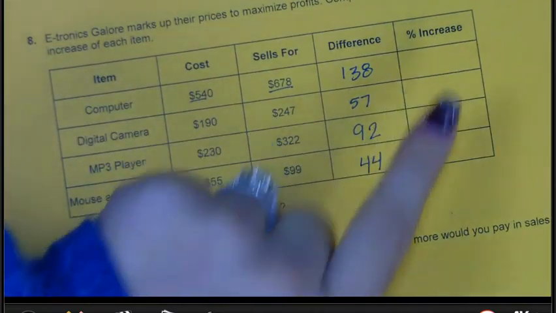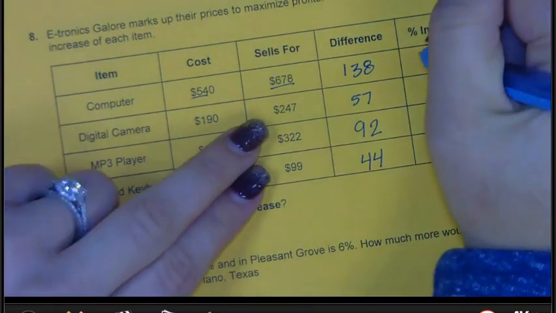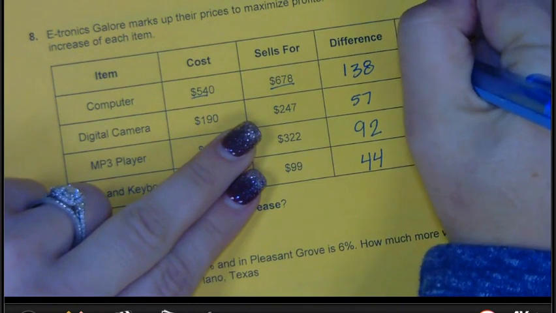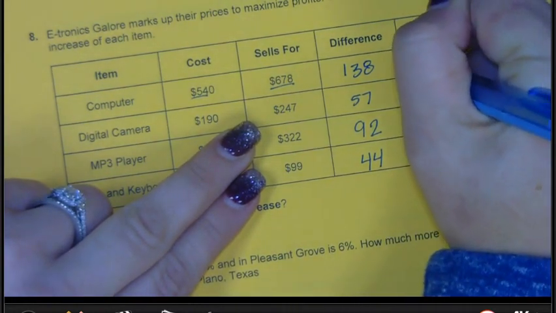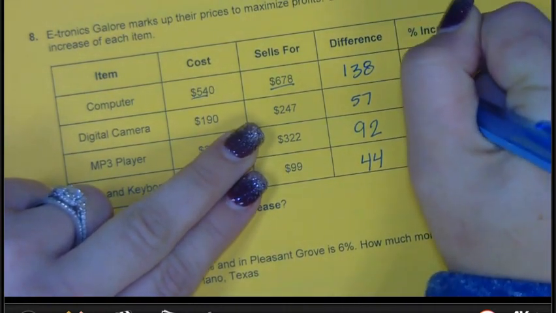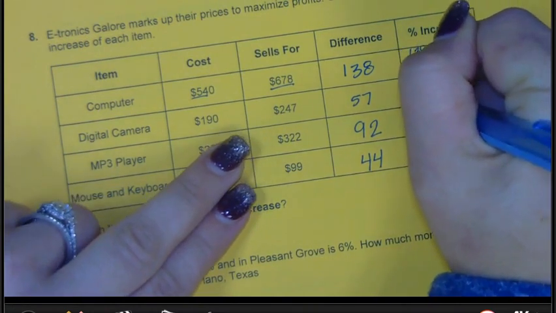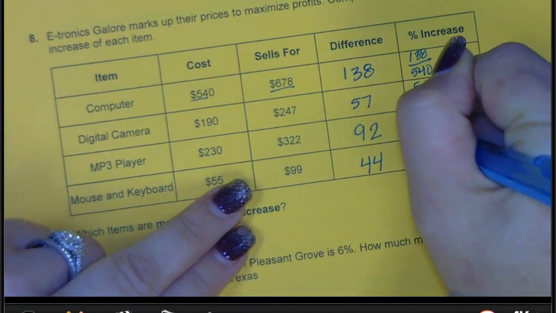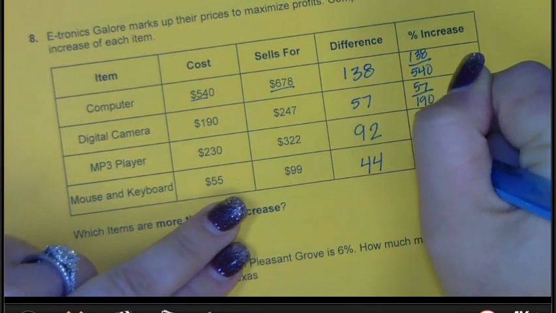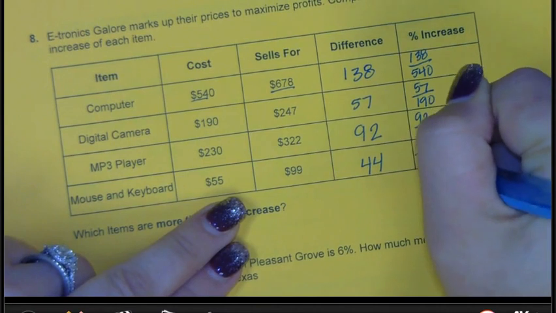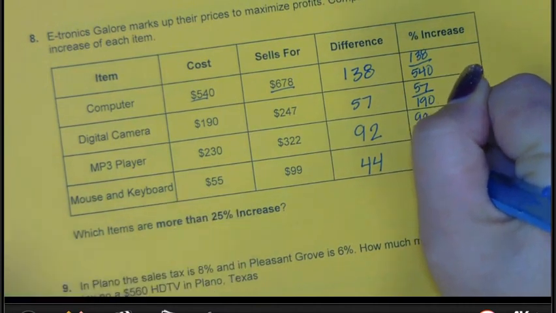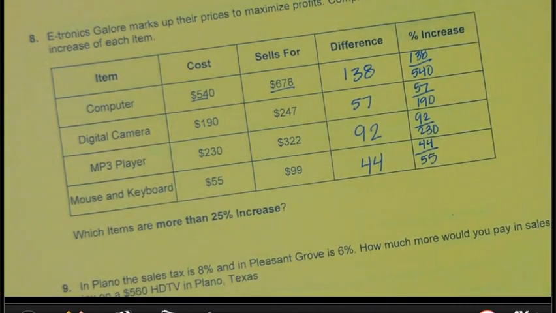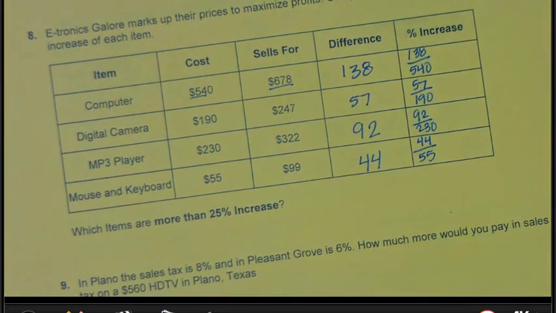All right, so to find the percent increase, remember we have to do the difference over the original. So I'm going to do the difference of 138 over the original of 540. Let's go ahead and do that for all of these because I want to show you guys something. So remember how on the first couple of questions, I was saying, if you can look to see what about half over 55, are we going to get?